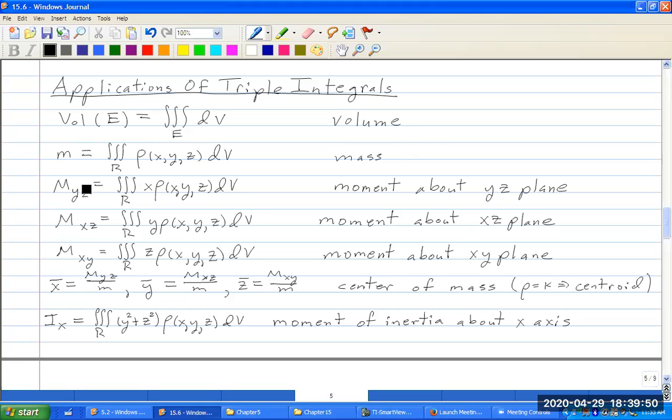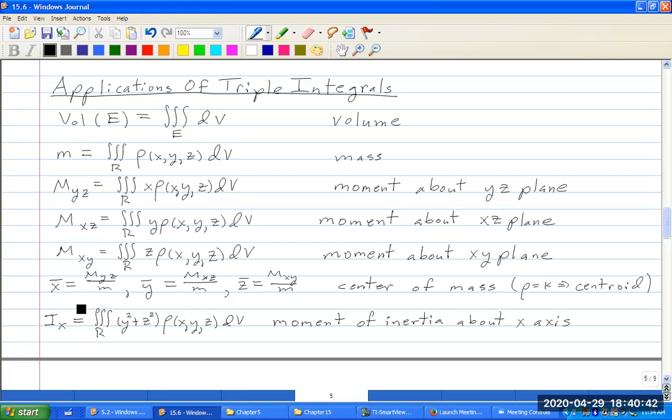Same as before. If you want to find the moment about the yz-plane, it'll be the triple integral over R of x times rho. If you want to find the moment about the xz-plane, then it will be the triple integral over R of y rho. If you want to find the moment about the xy-plane, the plane that does involve z, then it's the triple integral over R of z times rho.